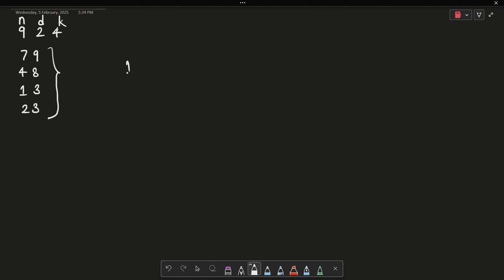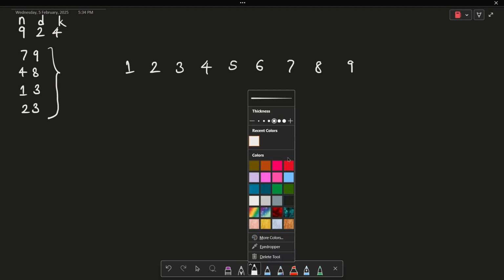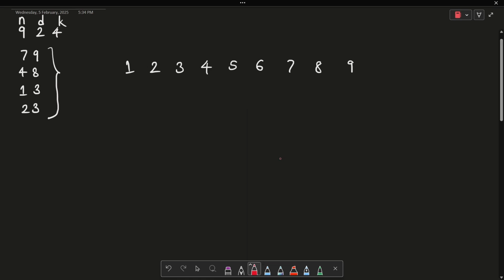So let me just number the days: 1 2 3 4 5 6 7 8 and 9. And let me show the duration of any job by this red color. So we have 7 and 9, one job starting at the 7th day and ending at the 9th day. Then we have a job starting at the 4th day and ending at the 8th day. Then a job starting at the 1st day and ending at the 3rd day. And then a job starting at the 2nd day and ending at the 3rd day.